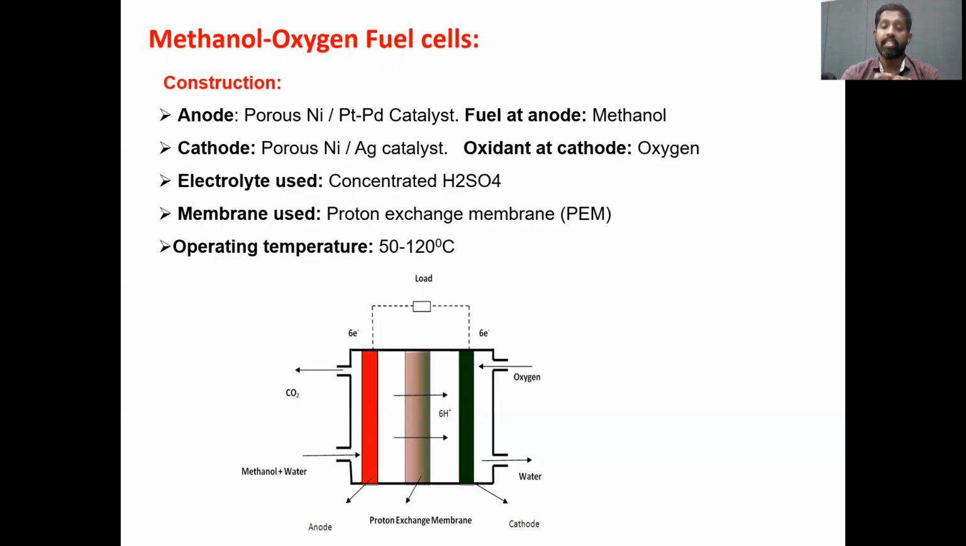Is it clear? These are the different components working. We'll see how it works and how the reaction happens. So this is an anode, cathode, fuel. At least you should write the fuel. What is the fuel used? Methanol. Which is the oxidant? Oxygen. Which is anode, cathode. All these things you should know.